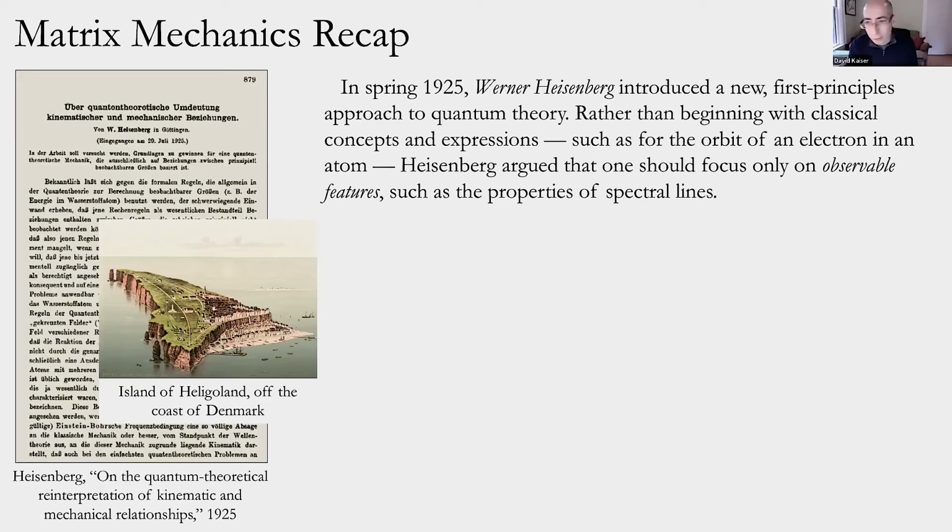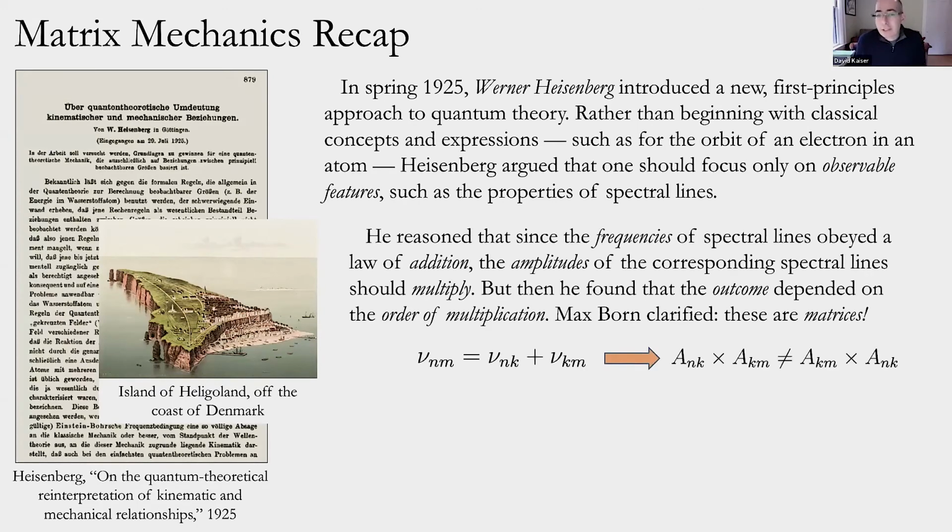We don't watch the electron zooming around like a planet in the solar system. Let's stop trying to calculate those features and focus instead on things that really are objects of positive experience, like the emission lines, these spectral lines that come out when certain gases of atoms are excited. So Heisenberg began looking at things like the observable features of these spectral lines.